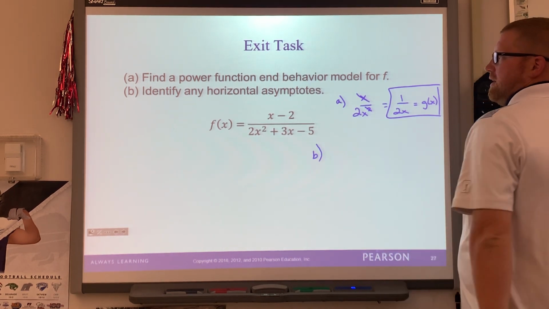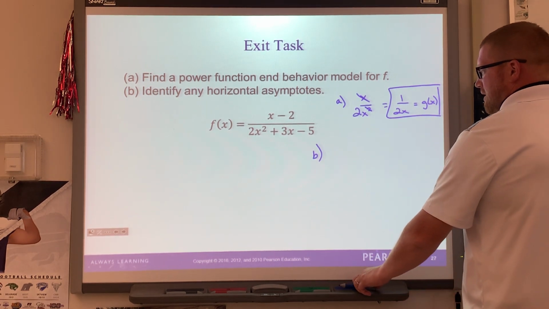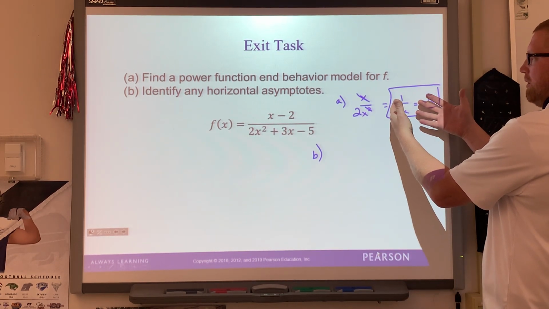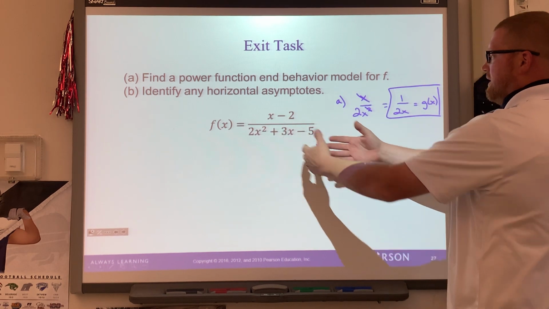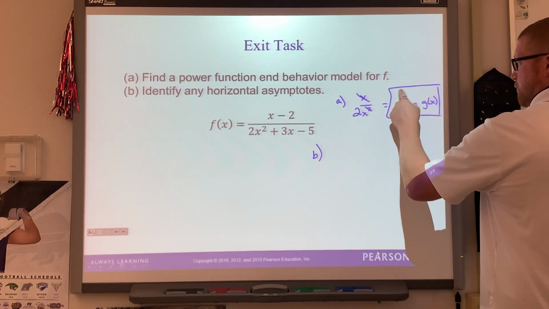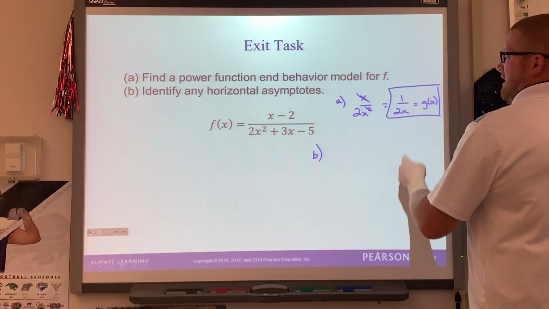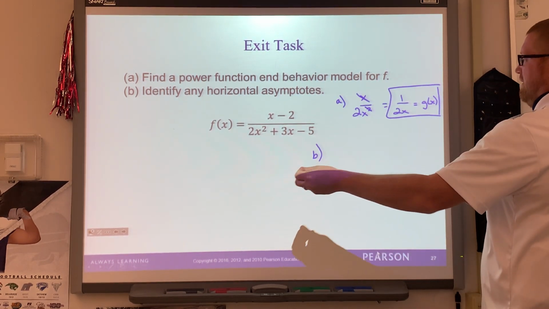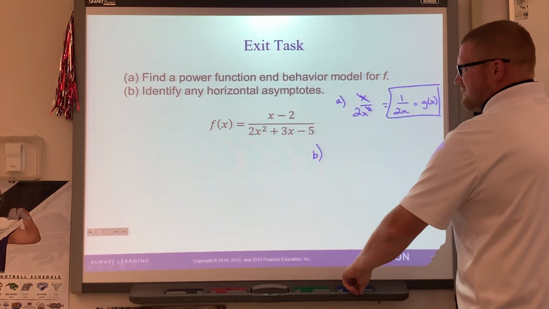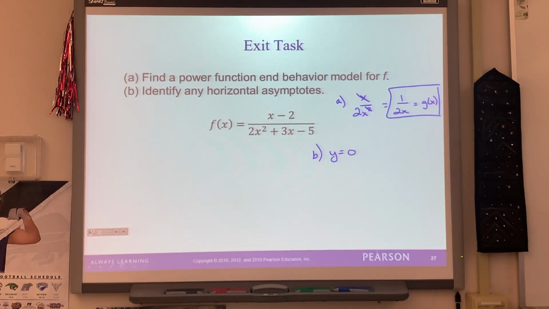So part B, identify any horizontal asymptotes. And remember, horizontal asymptotes are as x gets really, really, really big. So what happens to this end behavior model, which represents this basically, as x gets really, really big? As x gets really, really big positive, that's 1 divided by 2 times something ridiculously big. 1 divided by something ridiculously big is 0. And as x approaches negative infinity, 1 divided by 2 times some negative, really, really big number also approaches 0. So it looks like we have a horizontal asymptote at y equals 0 on that function, okay?